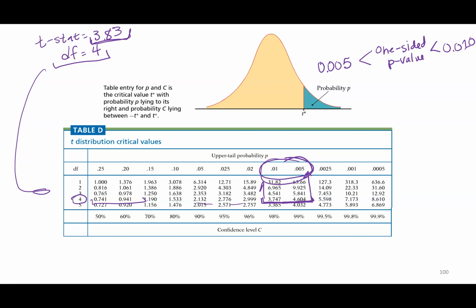Then you have to think, okay, is my test one-sided? So my alternative was mu d greater than 0. So right there, it is one-sided, so now I'm done. This is my p-value. It's between 0.005 and 0.010. If it was a two-sided test, I would just multiply by 2, and I'd get my two-sided p-value between 0.010 and 0.020.